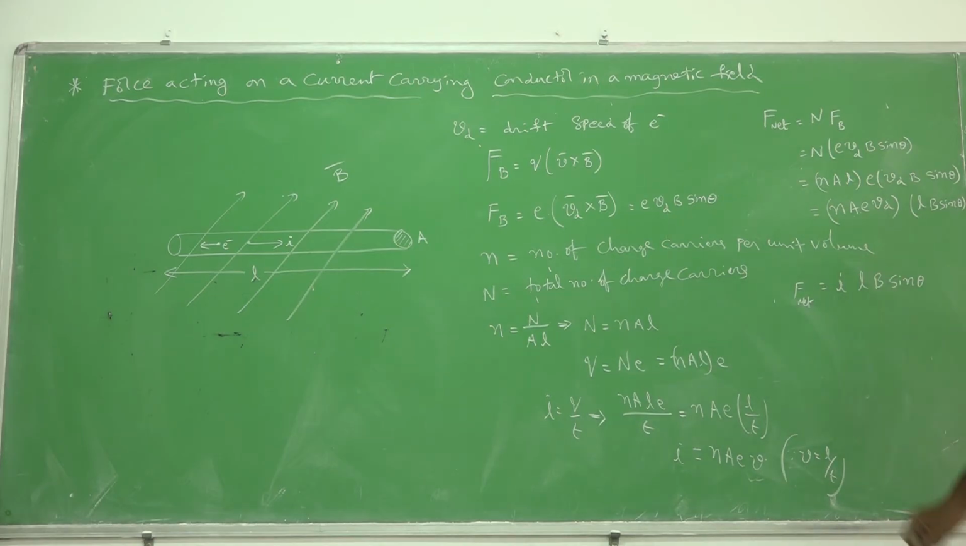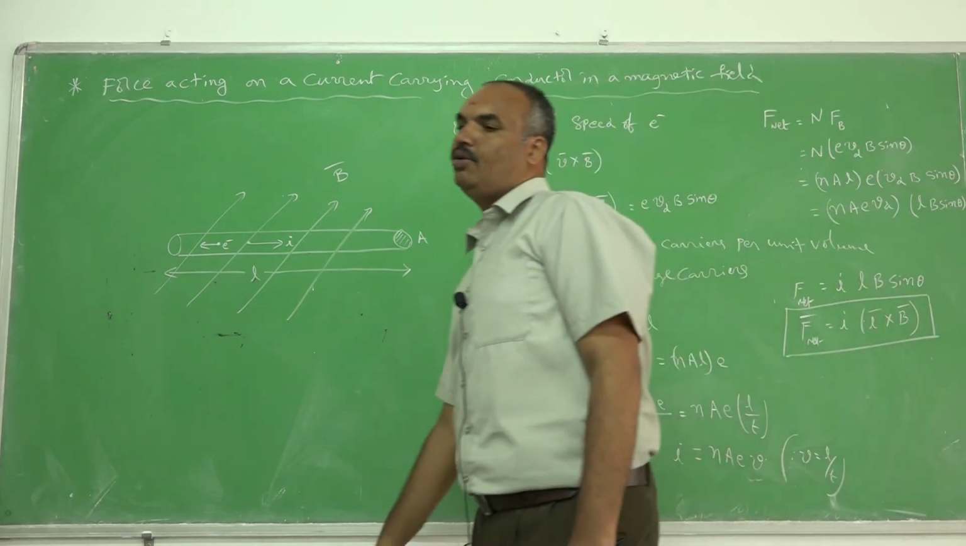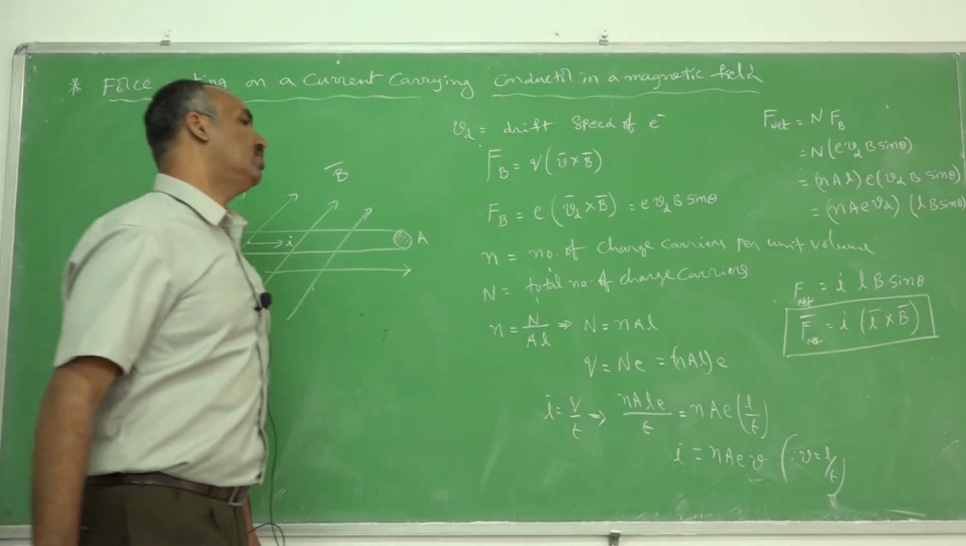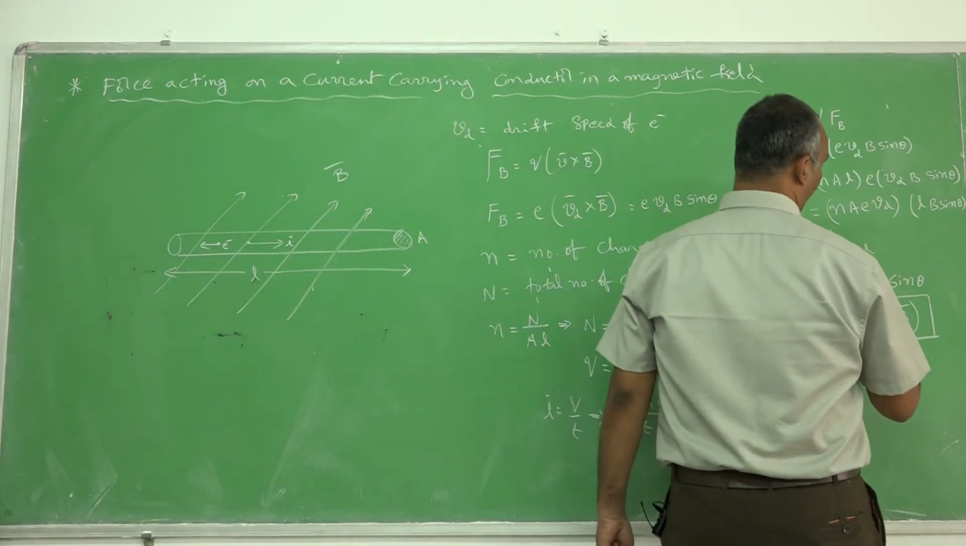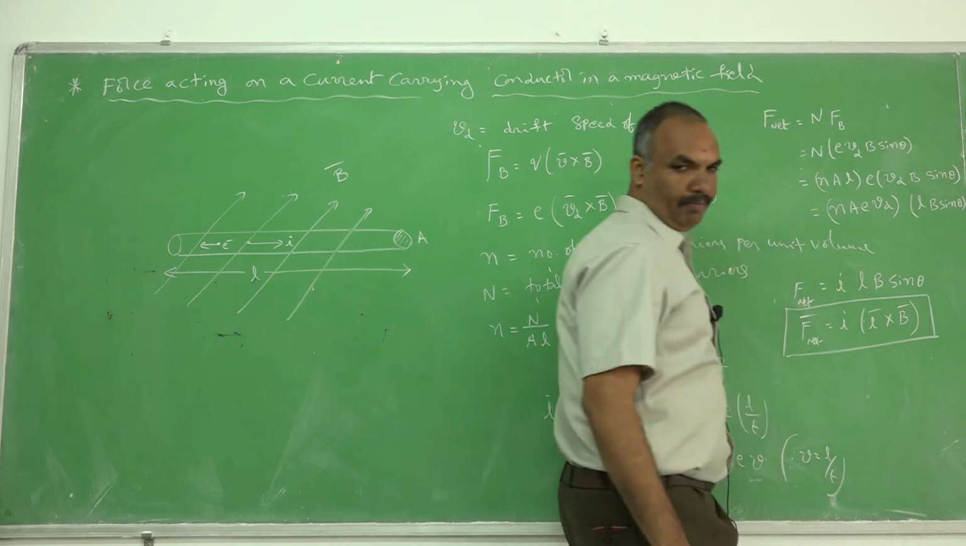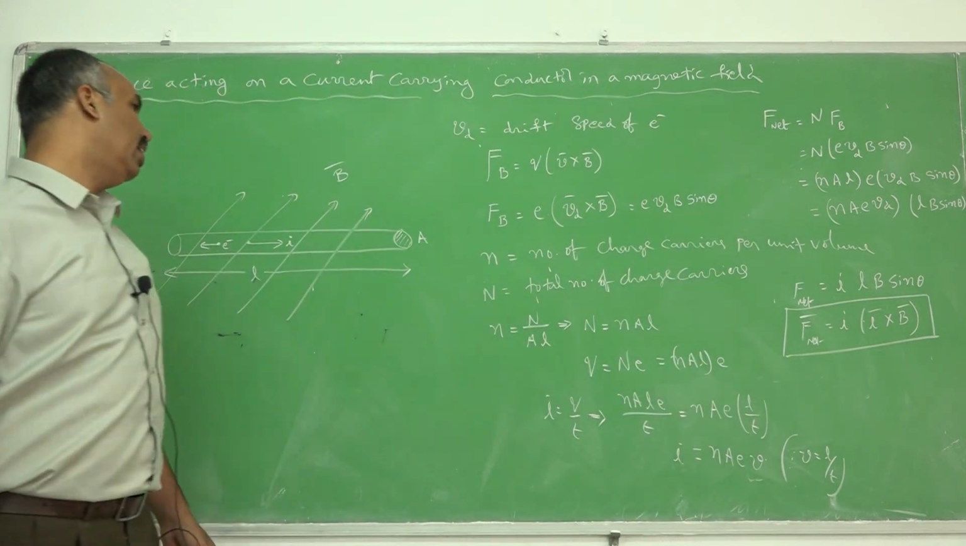Here, I is a scalar quantity, but force is a vector quantity. In order to represent it as a vector, we should have the cross product of two vectors, L bar cross B bar. This is the net force experienced by the conductor, I into L bar cross B bar. That means the direction of force is perpendicular to the plane containing L and B.